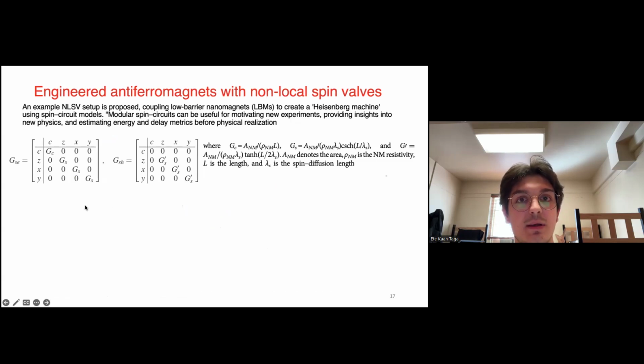Engineering antiferromagnets with non-local spin valves. An example of the non-local spin valve setup is proposed, coupling low barrier nanomagnets to create a Heisenberg machine using spin circuit models. In the earlier section, we saw how magnets can be modeled by coupling a transport model with magnetization dynamics through the LLG equation. For a non-local spin valve, for the channel materials, the authors introduced the normal metal model, which describes the spin diffusion channels without spin orbit coupling, and is represented by the pi network with two shunt conductances separated by a series conductance. And these matrices are obtained from microscopic spin diffusion equations.